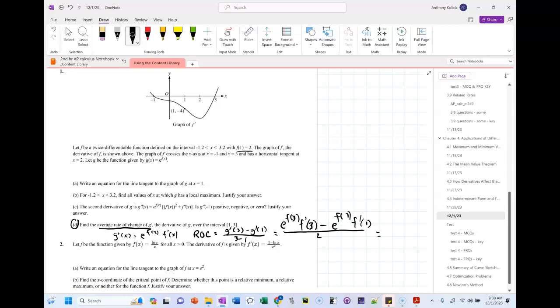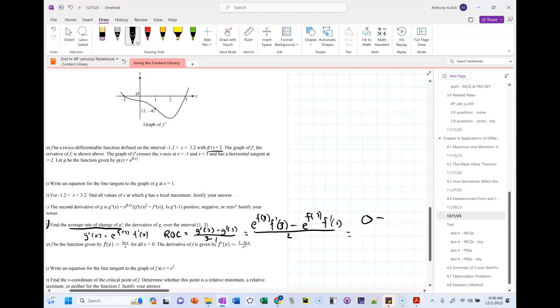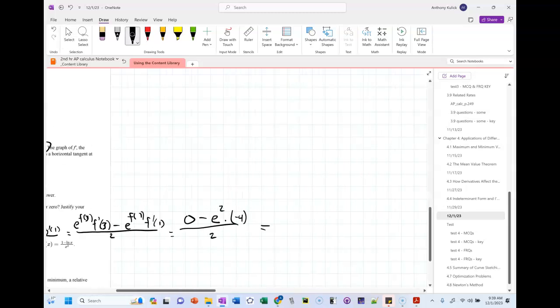Oh, yeah, well, it's fine. So f prime of 3 is 0. So anything times that is 0. And f prime of 1 is, well, we know f of 1 is 2. And then f prime of 1 is -4. So we should have 2e squared then as our answer.